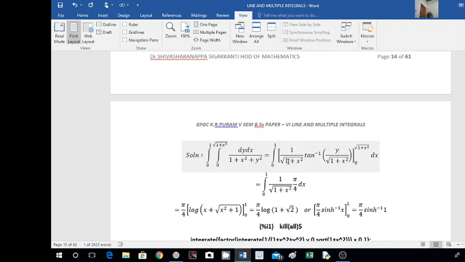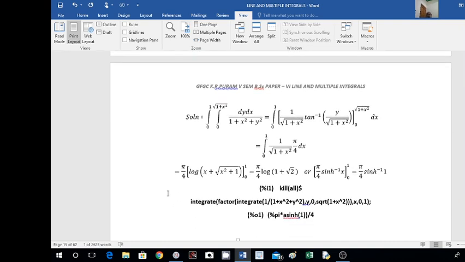After substituting the limits, 1 by root of 1 plus x square into pi by 4. This is our pi by 4, and I will keep this pi by 4 outside here. And 1 by root of 1 plus x square I can write as log of x plus root of x square plus 1 between 0 and 1.